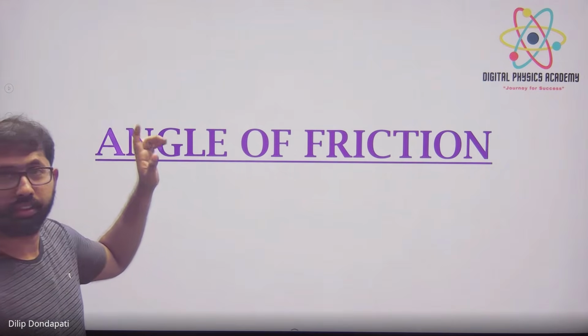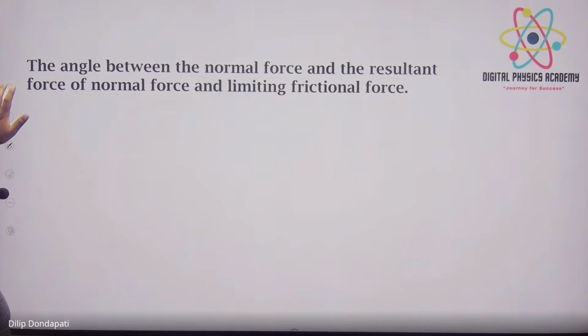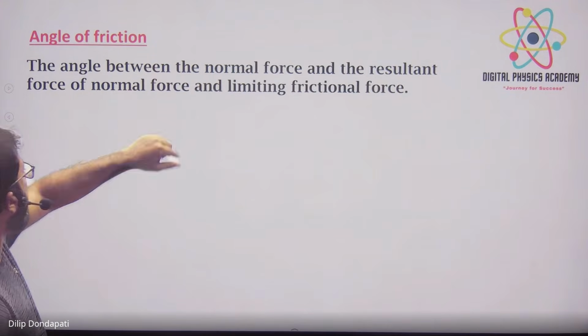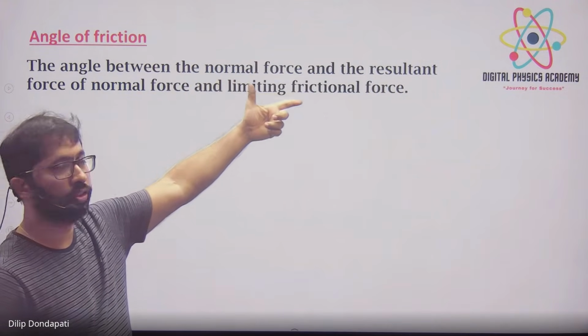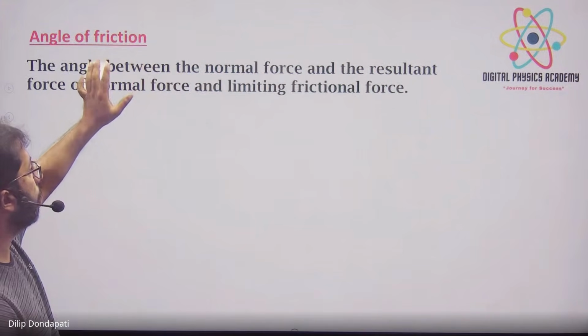Krishna, angle of friction means friction by normal action. No? The resultant of the friction and the normal force, tan theta. देखो, the angle between the normal force and the resultant force of the normal force and limiting friction force, इन दोनों के between angle को we call as angle of friction.